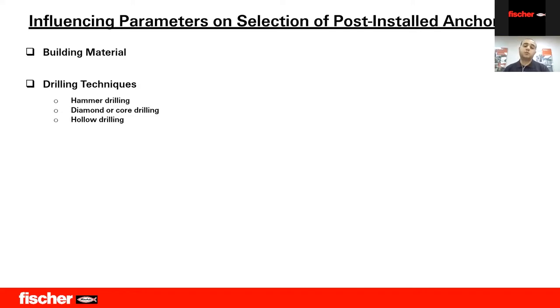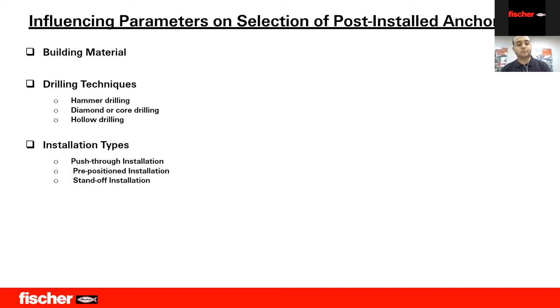The second parameter will for sure be the drilling technique. Because at our site, whether we are going to use the hammer or normal drill or the diamond coring drill, this will also affect our choosing of our anchors and our anchor depth or our anchor installation technique. So the type of drilling, whether it's hammer drill, core drill, or even hollow drilling, will also affect our way of installation and our choosing methodology.